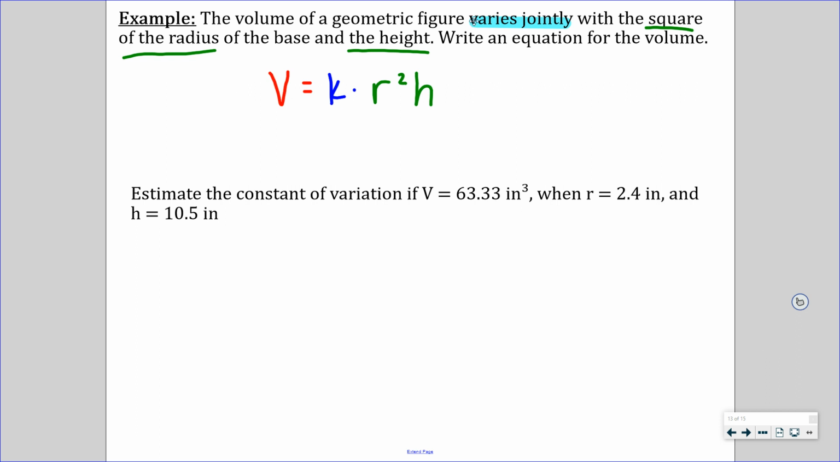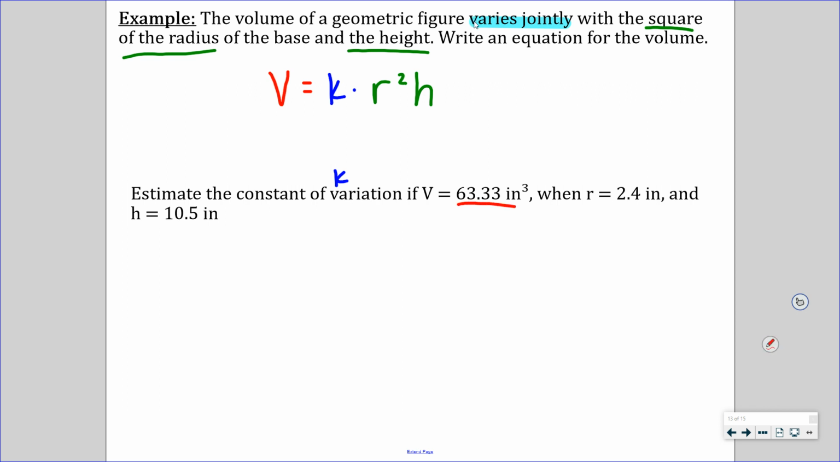In this first piece of information, are we given any numbers? No. Okay, so that's all they wanted. Now this follow-up question says, estimate the constant of variation, that's the K, when your volume is 63 and 1/3. I guess I don't know if this is 0.3 repeating, I should assume 63.33, when your radius is 2.4 inches, and when the height is 10.5 inches. So here's where you get to plug all that information in.